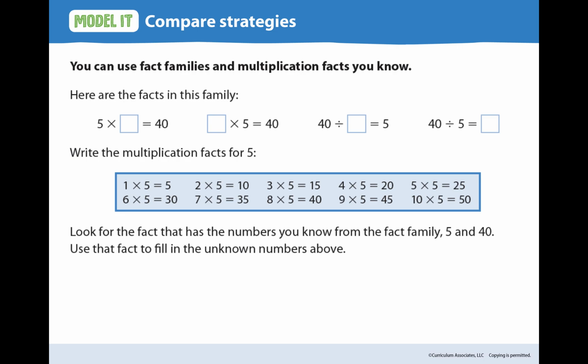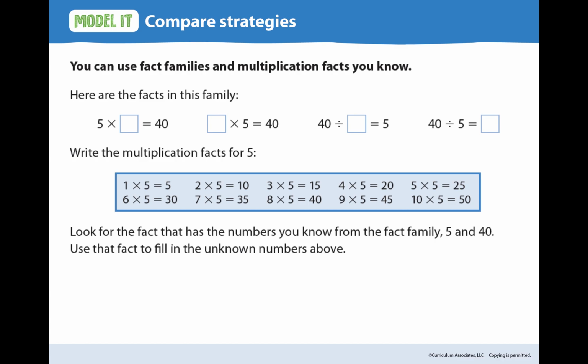That means that if we do 5 times 8 equals 40, then we know 8 times 5 also equals 40. If we know that 40 divided by 5 equals 8, then we know that 40 divided by 8 can equal 5 as well, okay?